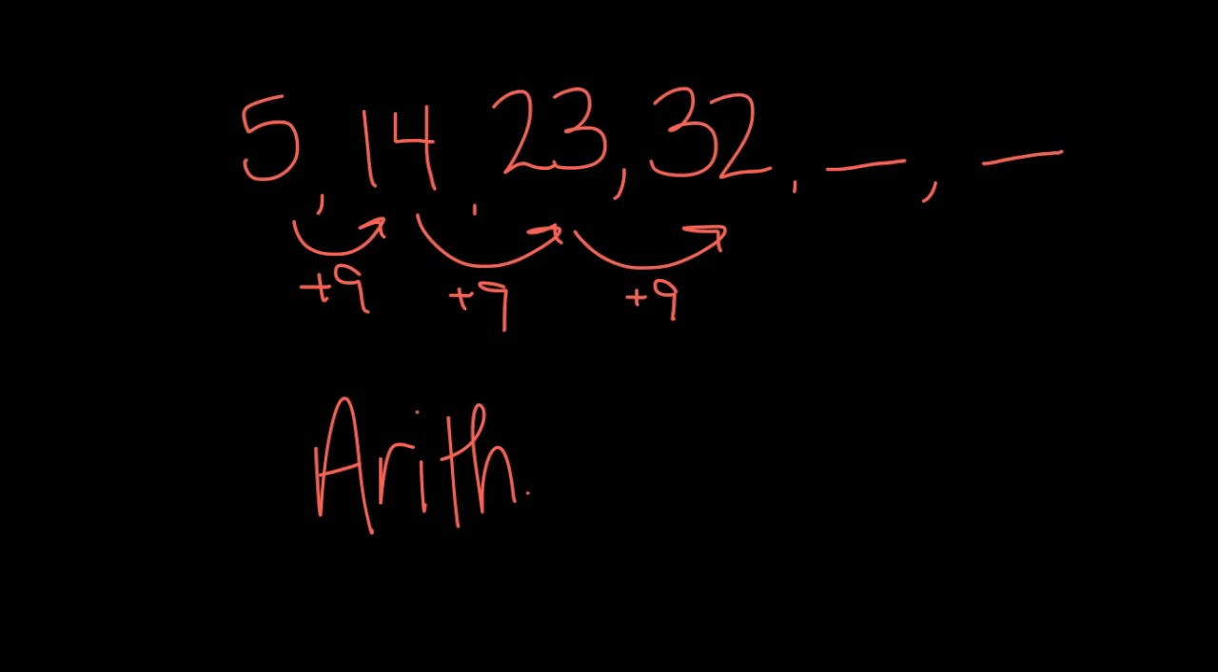I'm just going to label it like that. So we have to keep going with the pattern. 32 plus 9 would give us 41. Then 41 plus 9 would give us 50. So that's how you're going to identify different sequences.